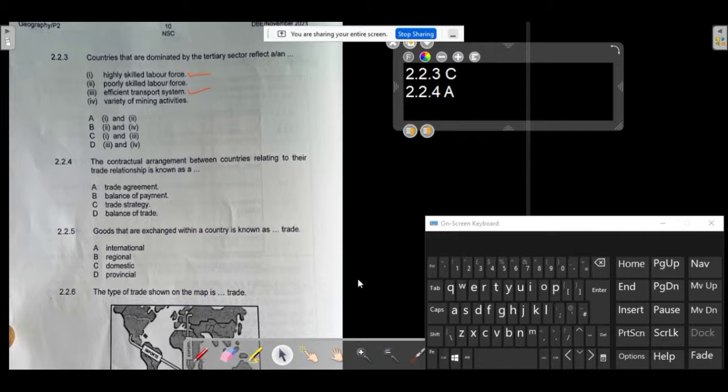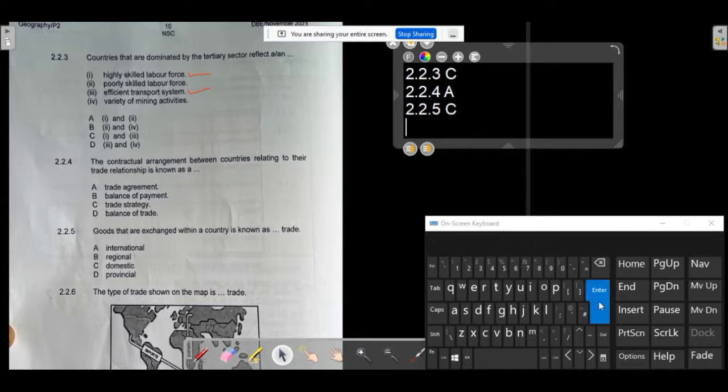Next question, 2.2.5, goods that are exchanged within a country is known as what? Is it international trade? No, it's not international trade. That is exchanging between two or more countries. Is it regional? Okay, it's still between countries. Domestic? Now you're talking. Provincial? No, not really. So we are going with domestic. So that is domestic trade. Remember something like, for example, domestic livestock. You find it here in the yard.